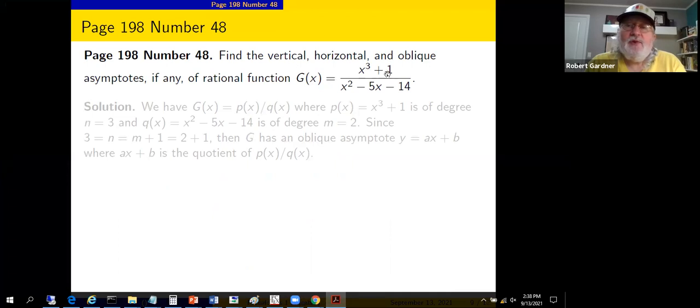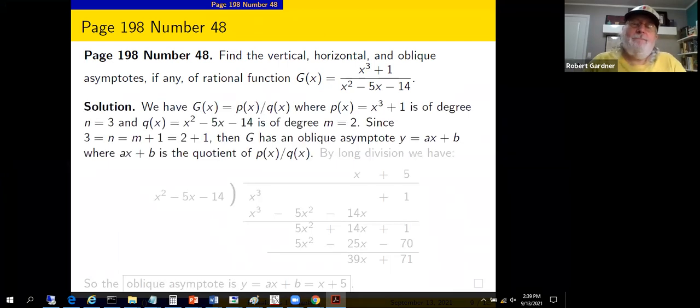All right, find the vertical, horizontal, and oblique asymptotes, if any, for this function here. Okay, we'll just use that note we just stated. It's just algebra. We don't have to graph anything yet. We'll take care of that in the next section. G of x is a rational function. It's a ratio of polynomials. The numerator is x cubed plus 1. The denominator, q of x, is x squared minus 5x minus 14.